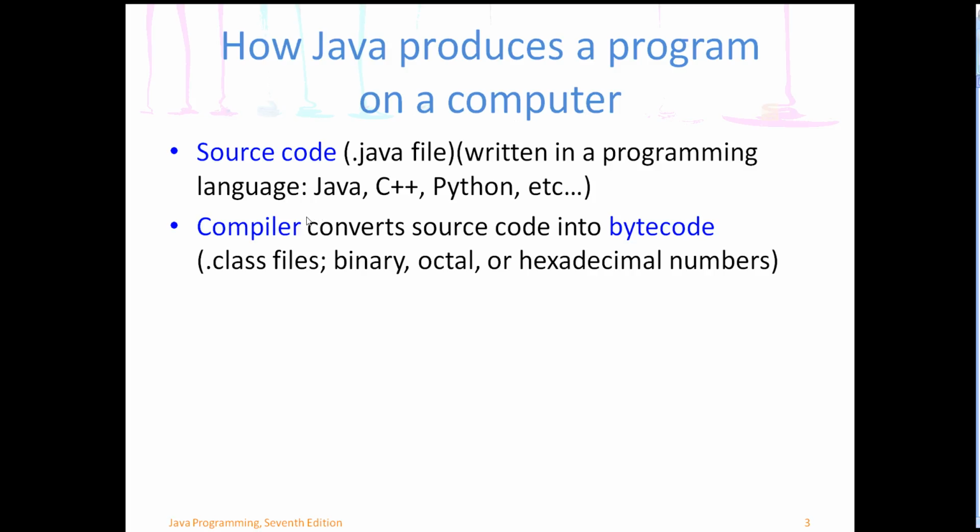Now what happens is when we click on the compiling button, the compiler is going to convert the source code. It's going to convert the Java into bytecode, and this bytecode is going to be stored in a .class file instead of a .java file. And so what does it look like? It's going to be binary, octal, hexadecimal type numbers. And so here's what it looks like.